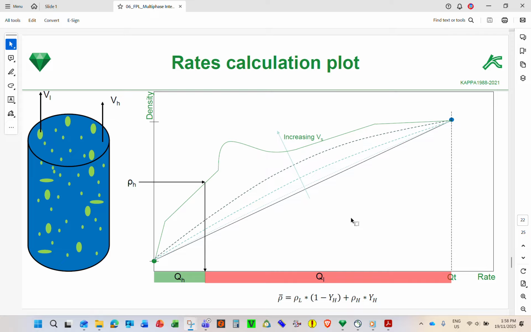But for liquid-liquid, oil and water, you might see it like this. So it's quite a straight line. But if you have gas, so for example this one gas and this is water, you might have some slippage. So what the slippage is, something like this.